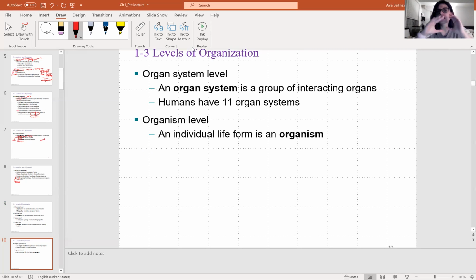So in this organ system level, in the human body, we have 11 organ systems. These systems make up an organism. I am an organism, you are an organism. So all the living things are organisms. An individual life form is an organism. It can be an animal, it can be a plant; each individual life type is a form of organism.